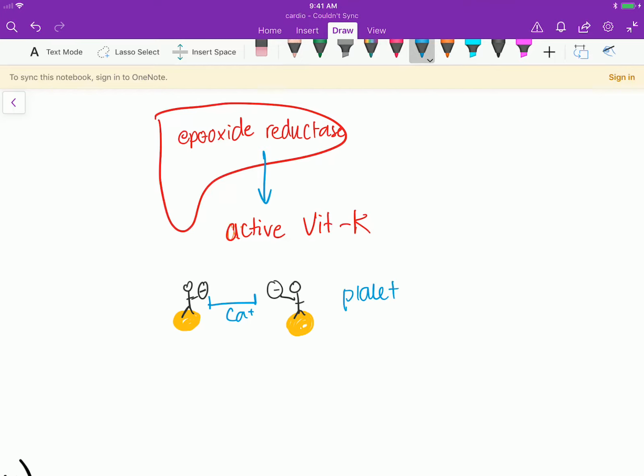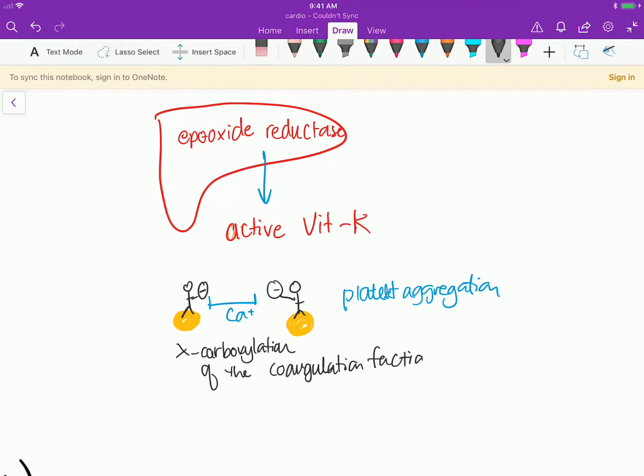Platelet aggregation. So if you don't have vitamin K, you don't have this negative charge, which comes from the gamma carboxylation of the coagulation factor. This carboxylation of the coagulation factor is done by vitamin K. Right here.